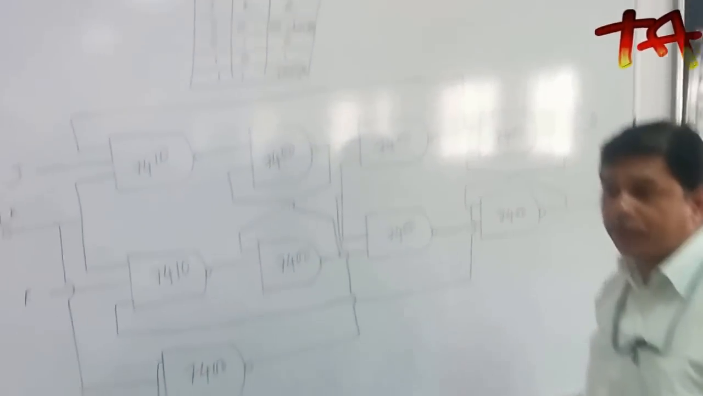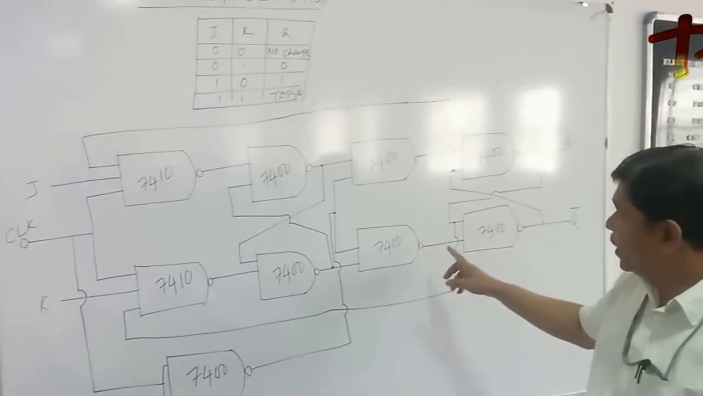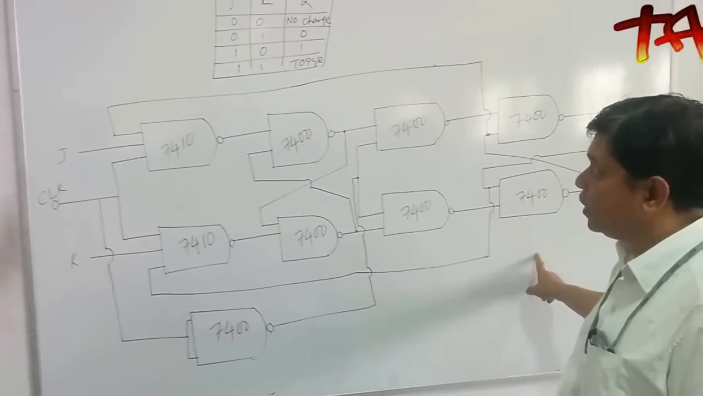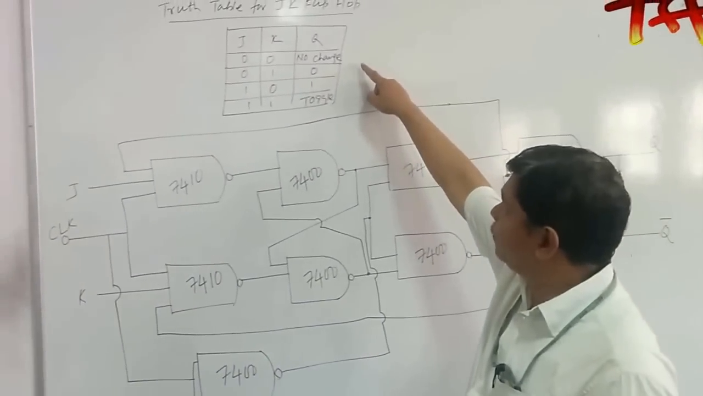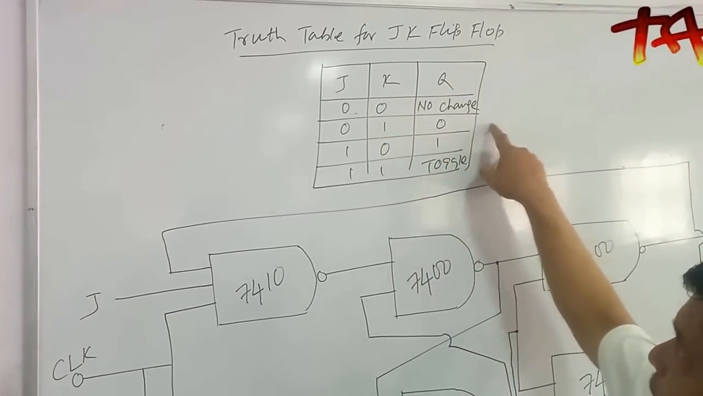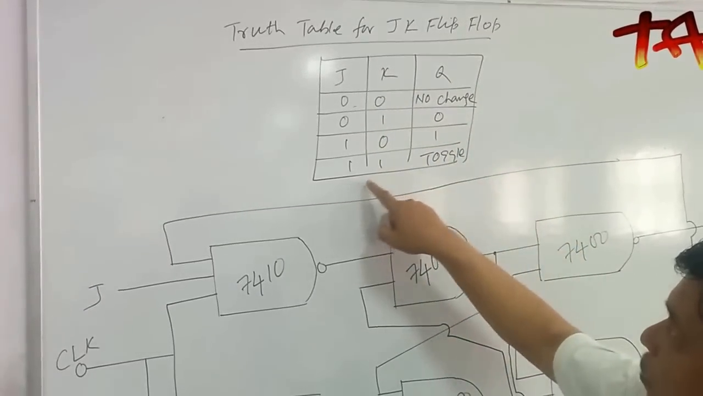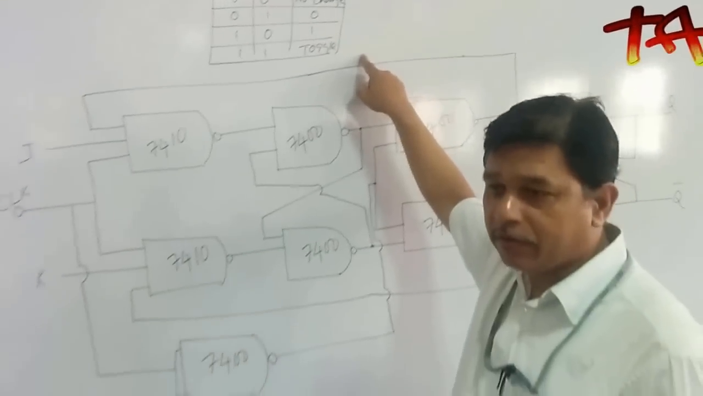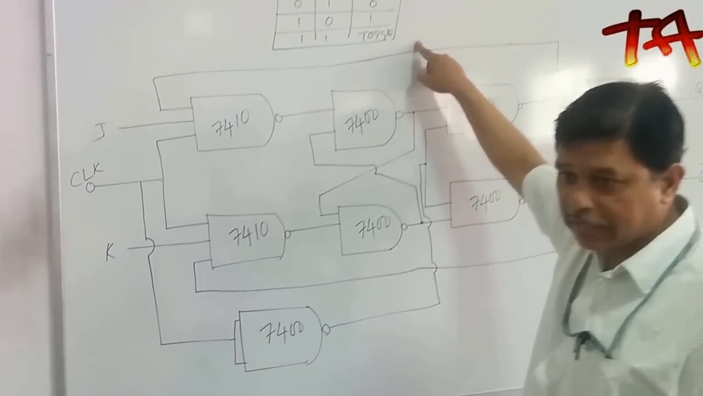We have to implement the master slave JK flip flop. The truth table for the JK flip flop is given here. Therefore, when 0 0, no change; 0 1, it will be 0; 1 0, it will be 1; and 1 1, it will toggle. That will be told very clearly in the class.